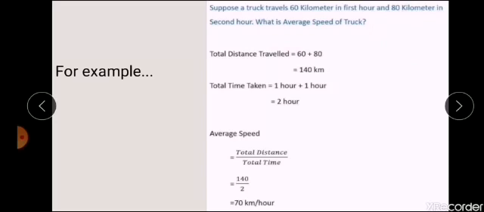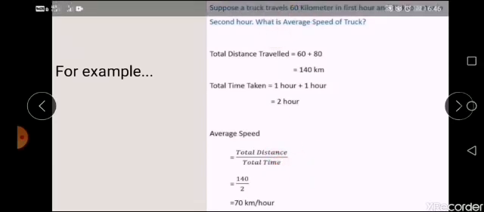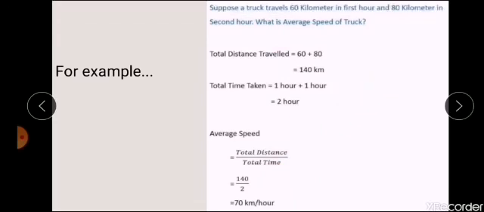Now, as per the equation, it is the total distance travelled upon total time taken. First you have to find out the total distance. That is, the distance in the first hour plus the distance in the next given time. That is 60 plus 80, total 140. Then you have to calculate the total time. That is, the first time given and the second time given. So, total will be 2 hours. Now just directly using the equation, calculate the average speed.